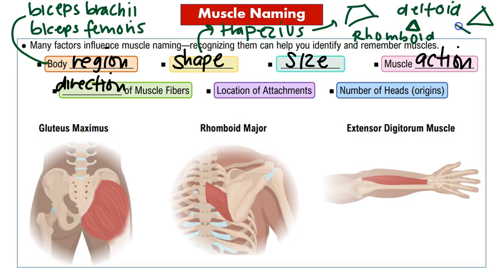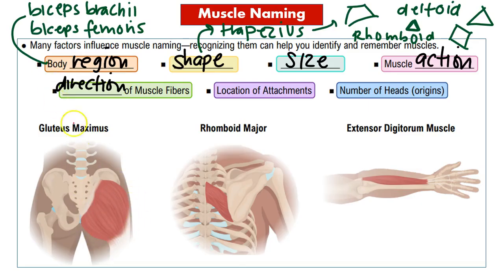If you're thinking of rhomboid, it's probably going to be thinking of some kind of diamond shape, okay? And that can definitely help us distinguish there. Now, you also can have situations where you have the same name, but the sizes are different. So one example here, we have the gluteus maximus. So that's going to be the larger muscle in the actual rear end, okay?